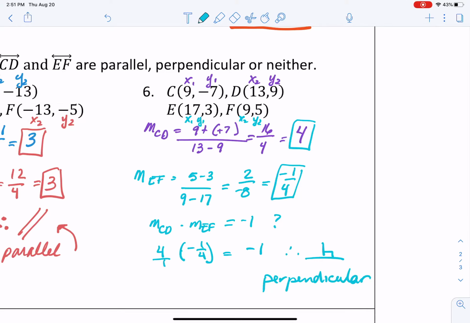And that is how we use slope to determine whether lines are parallel or perpendicular, either by identifying the slope straight out of the equation or from the points.